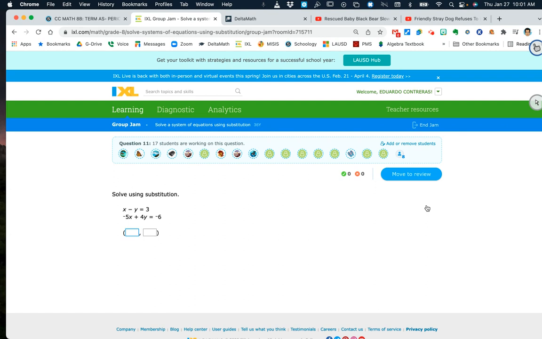So let's decide which one. Copy down these equations. This is our system. And we want to figure out if we were to graph the lines, where would they intersect? Okay. We want to get either the first or the second equation as x equals or y equals.